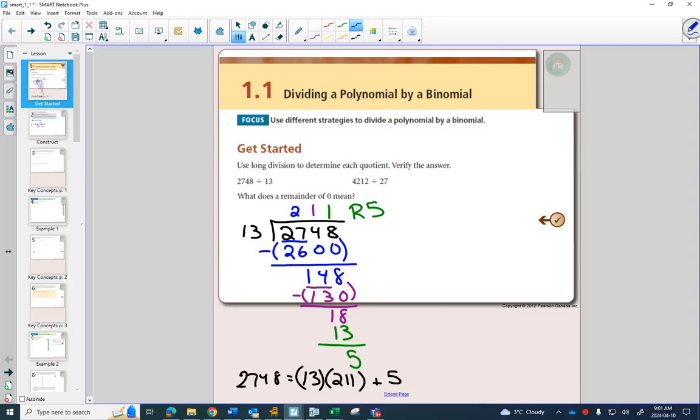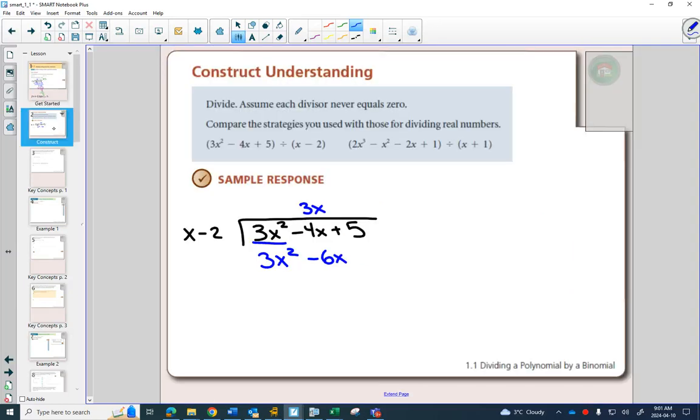So now I look at the 3x squared, and what could I multiply x minus 2 by to get as close as possible to 3x squared? Well, that would be 3x. That would actually give me 3x squared. And then in long division, we subtract it. We're going to do the same thing, but make sure you put brackets around this because you have to subtract all of that.